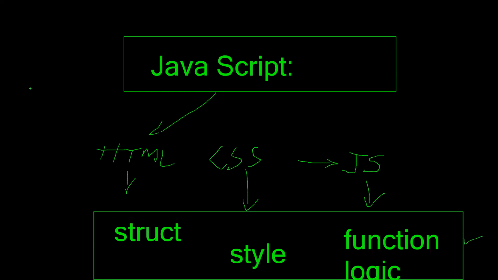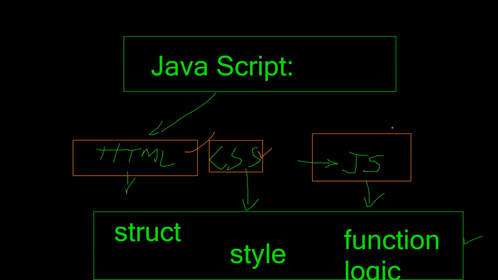I told you, right? HTML is just a hypertext markup language. It is not a programming language. CSS is also kind of markup, but it is used to style. JS is a programming language. JavaScript is a programming language.